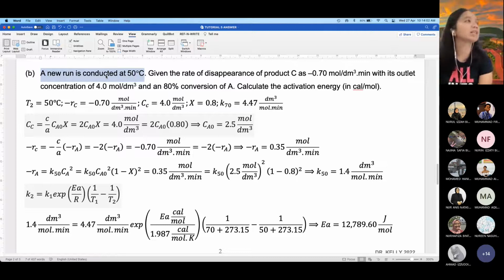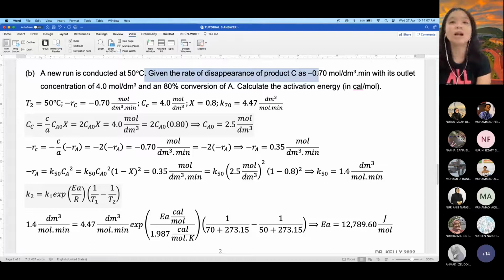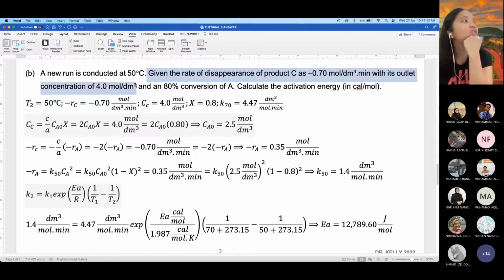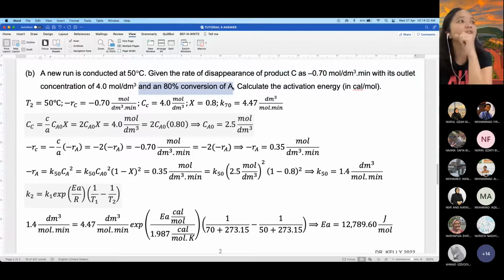Okay, so next, it says, given the rate of disappearance of product C as negative 0.70, with its outlet concentration of 4 mole per dm cube and 80% conversion of A, calculate the activation energy in calorie per mole. So there is a lot of information we have to synthesize. Okay, so we go slowly one by one. First of all, let us try to synthesize sentence 2.